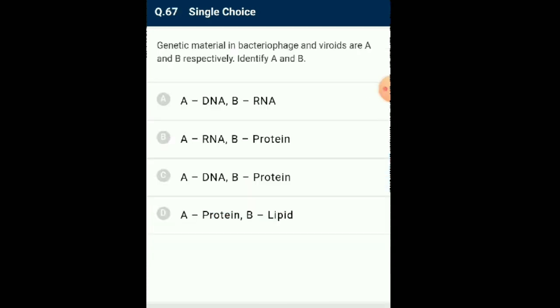Question number 67. Genetic material in bacteriophage and viroids are A and B respectively. Identify A and B. The genetic material in bacteriophage is DNA, but in viroids the genetic material is RNA. So the correct option is option A.